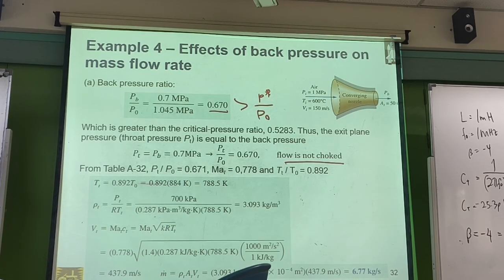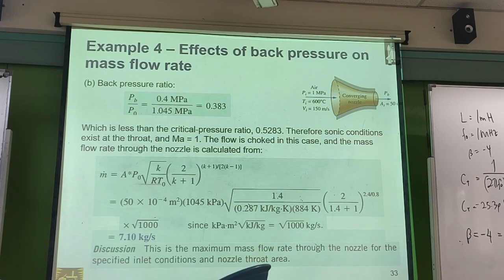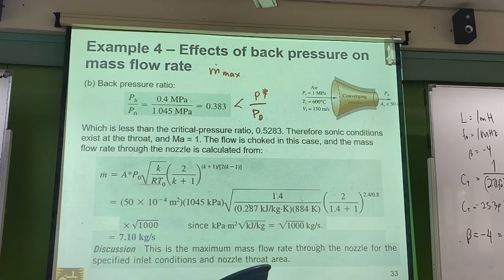So if this case is this way, obviously in the next case you are getting choked flow because this value is less than the critical ratio. So if you get choked flow, it means that your mass flow rate is maximum. Okay, you will get a maximum mass flow rate. So for this example here, I use the maximum mass flow rate equation. Then that is the mass flow rate that you can find.